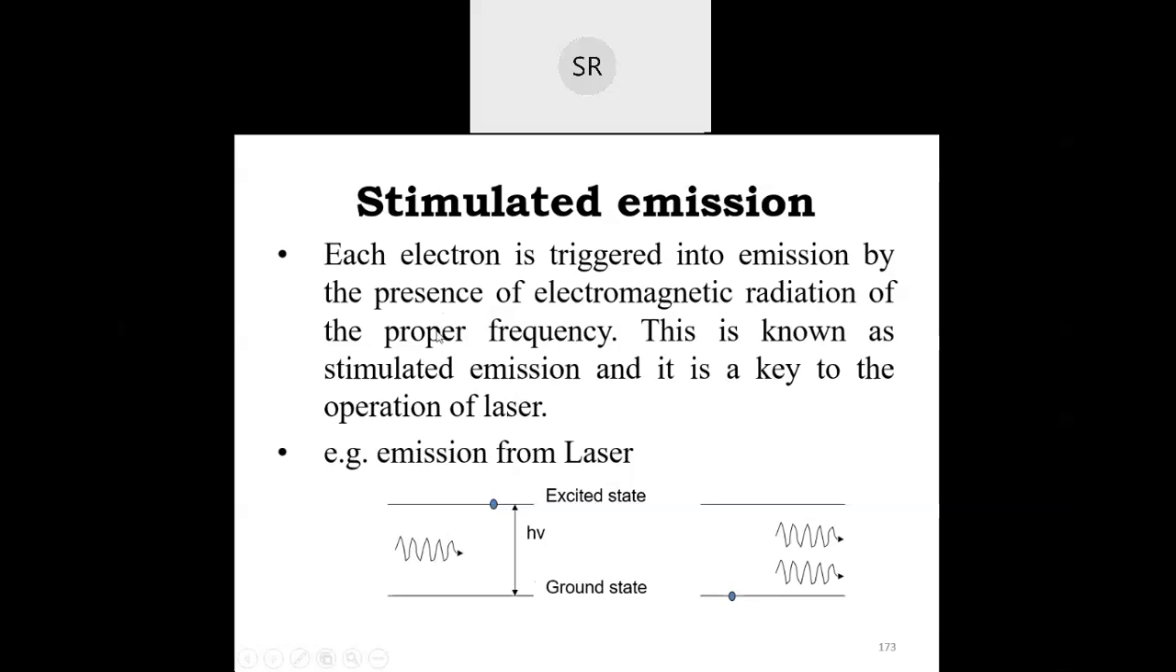But in the case of stimulated emission, what happens? The electron changes its energy from the excited state E2 to the ground state E1. That is emission, a stimulated emission. It stimulates the incident light by emitting a photon. That is called stimulation there.